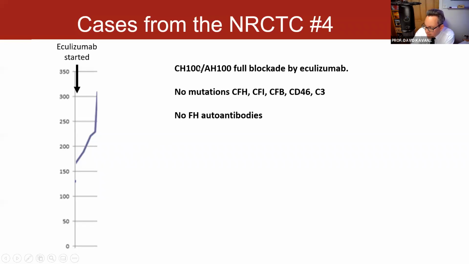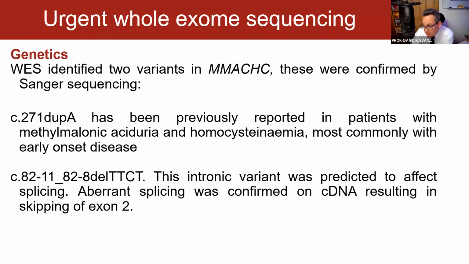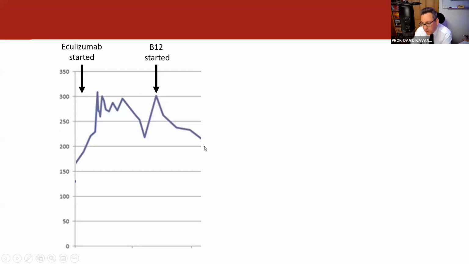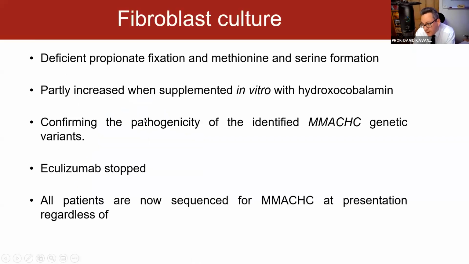It actually got worse, and that was despite complete blockade with eculizumab. And then we found there were no mutations in any of the complement proteins, no factor H autoantibodies. So we rapidly exome sequenced this child and found 2 variants in MMACHC, which is part of the cobalamin pathway. And when we did this, we started B12, and you can see the creatinine rapidly starts to fall.